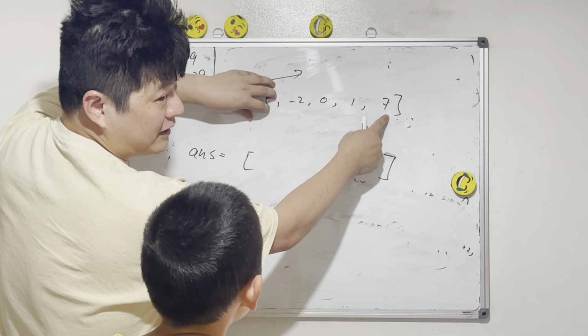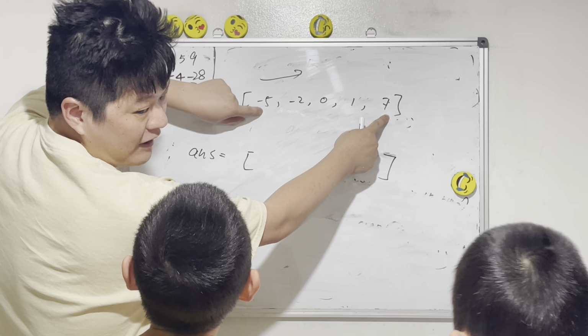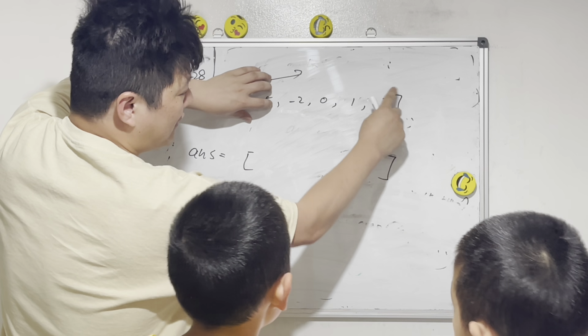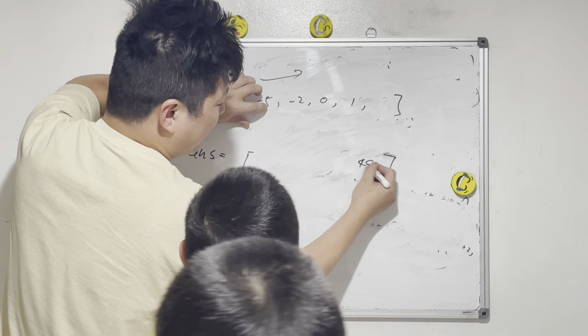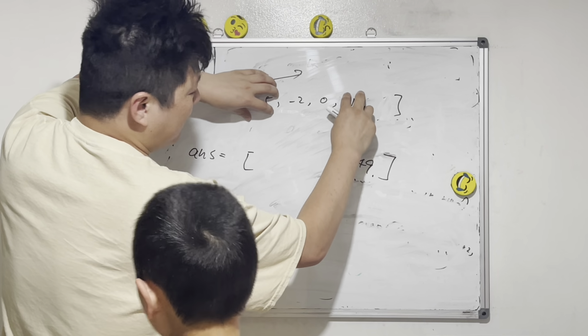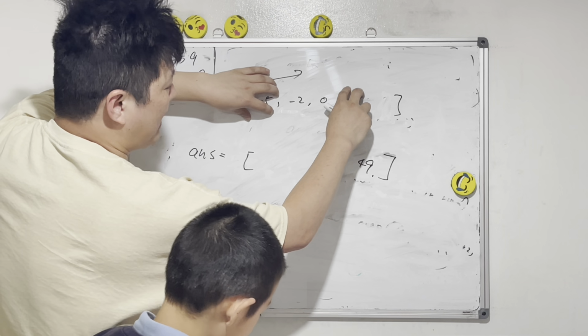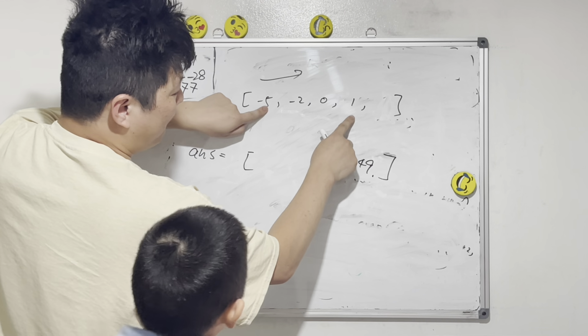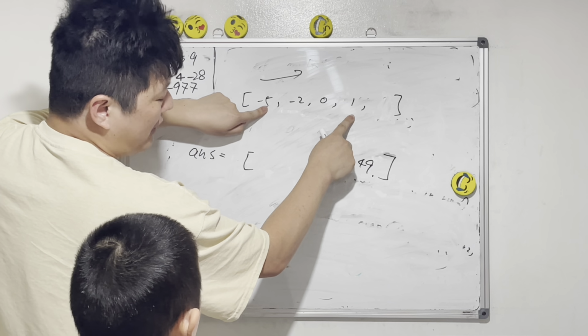7 to the power of 2 is 49. This to the power of 2 is 25. So this is bigger, right? Yeah, so I take this, I put it here, 49. And now, minus 5 and 1, which one is bigger? Come on. Minus 5 and 1, which one is bigger to the power of 2?